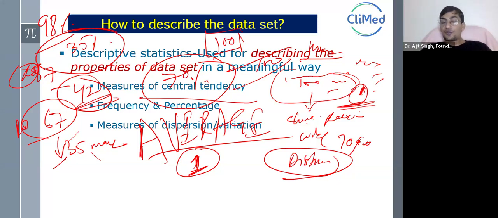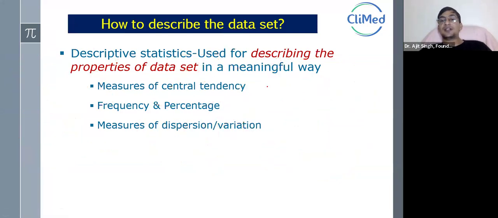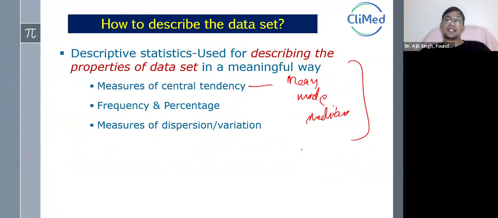Okay, all the values are lying around this value, and this value is called central tendency. There are multiple central tendencies, but the major ones are mean, mode, and median. There are three types of central tendencies. Percentage and frequency, simple, you know.